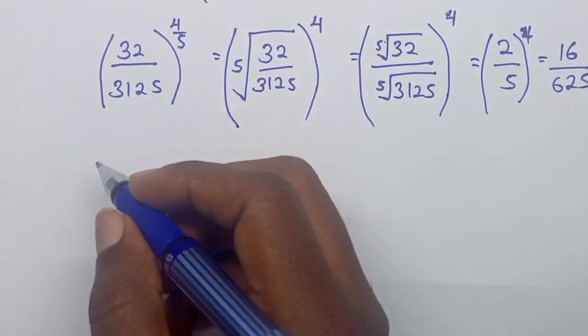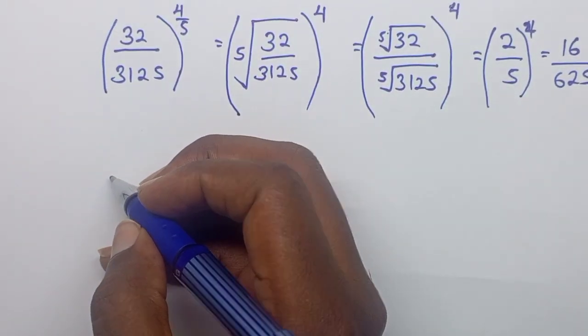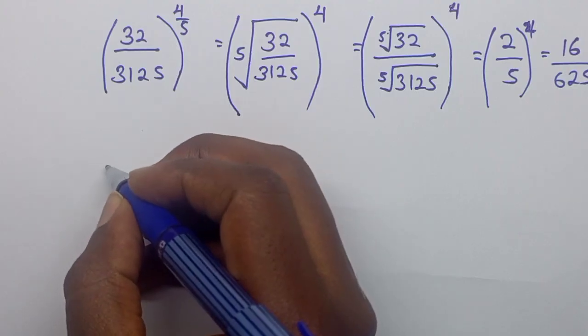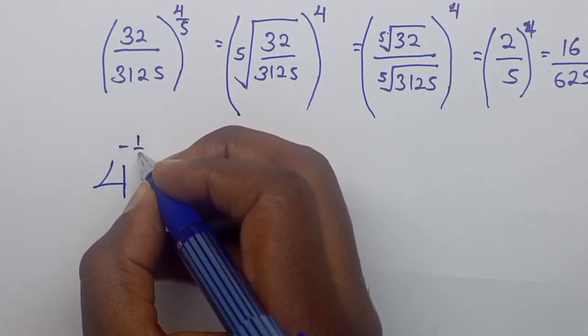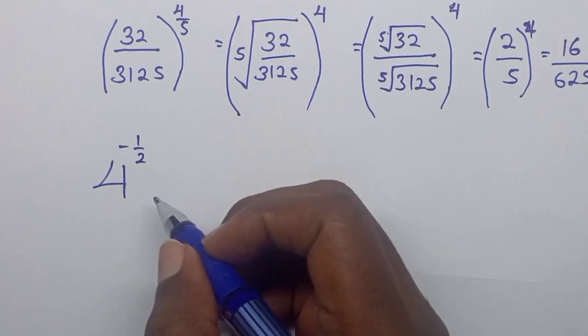Now, what if we have negative fractional powers? For example, if you have a question, say 4 to power negative a half, how do you deal with this?